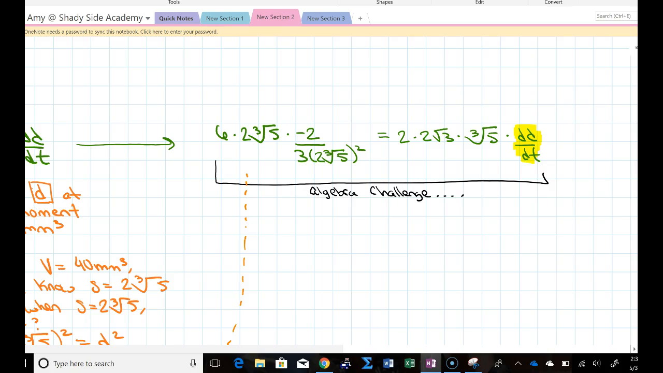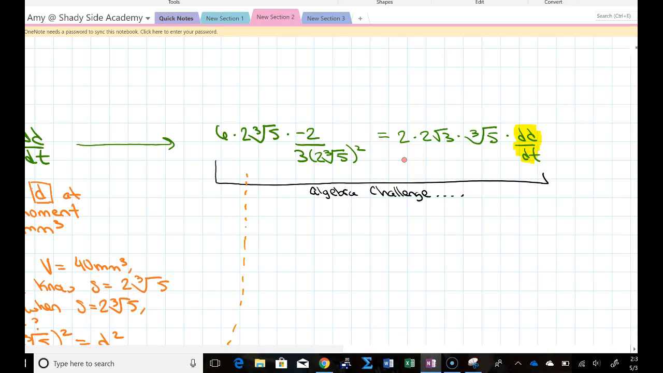Who here can simplify to solve for dd by dt in the easiest way? Actually, this isn't even algebra because there's no variables, like there's no x's. Let's just divide this whole expression on both sides. Who can do that in a way that'll be the easiest?